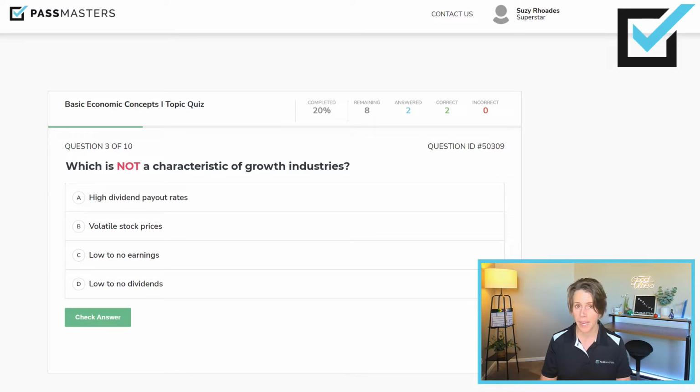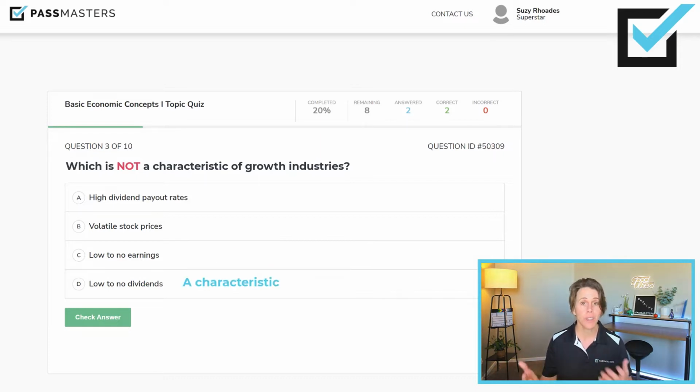High dividend payout rates, not a characteristic of growth industries. Growth industries pay low to no dividends, but let's check the other three. So we know the other three should be, if we got this question right, characteristics of growth industries. Volatile stock prices, that is a characteristic of growth industries. Low to no earnings, yes. Low to no dividends, yes.